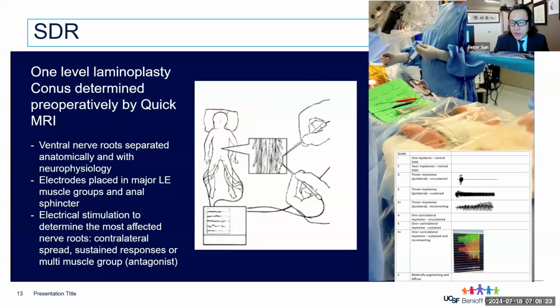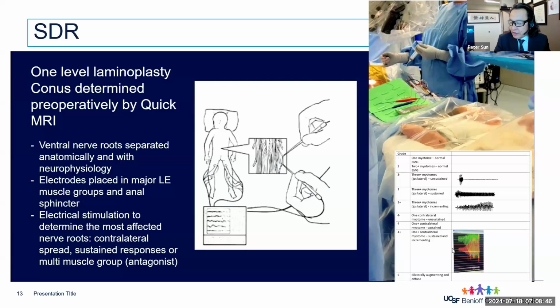The paradigm is we have the patient prone in the operating room. We have electrodes in the various muscles and the anal sphincter. Our setup is that we can also test clonus intraoperatively with a clear dressing. The conus is exposed. They're individually stimulated for the most abnormal responses that we can detect in the electrodes.